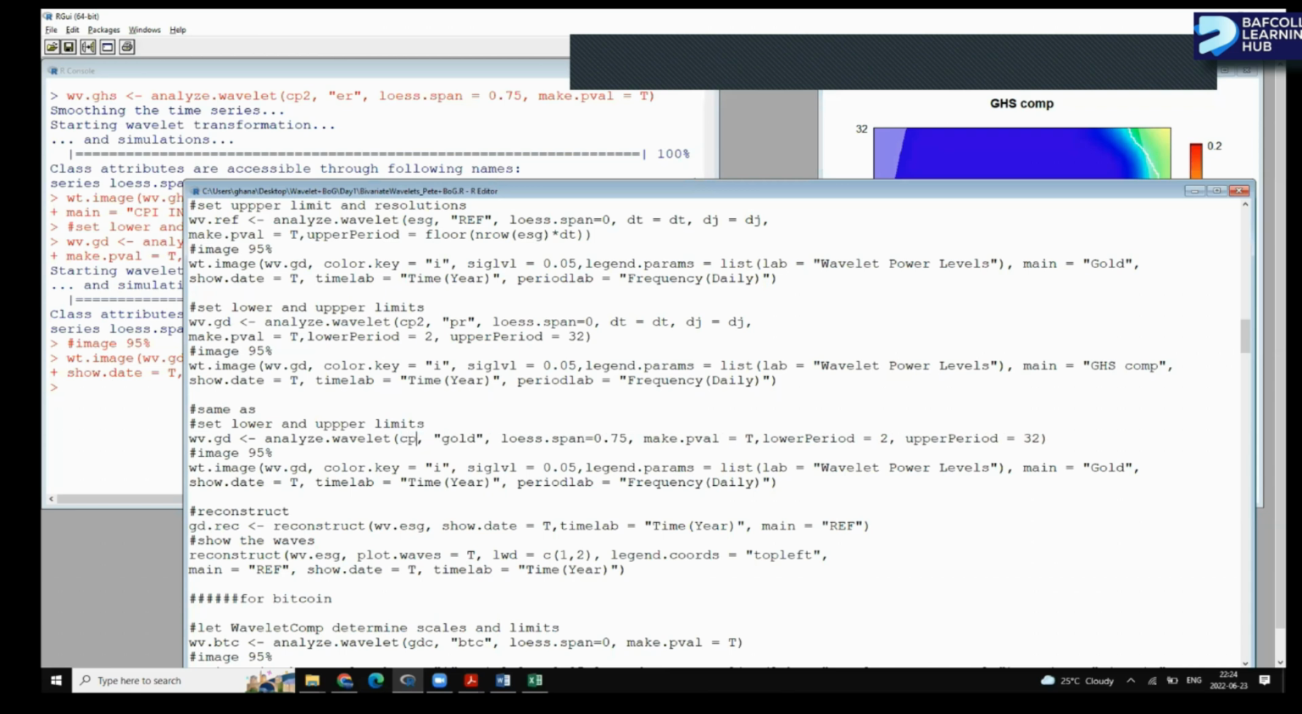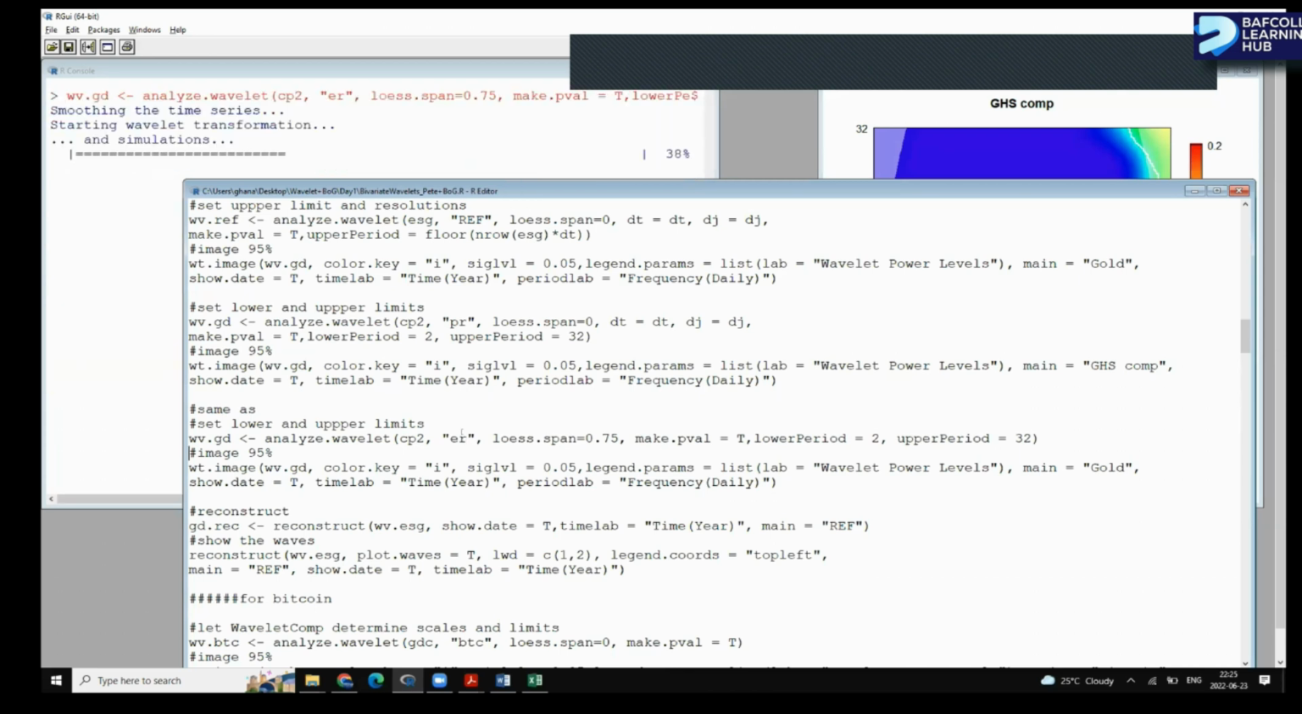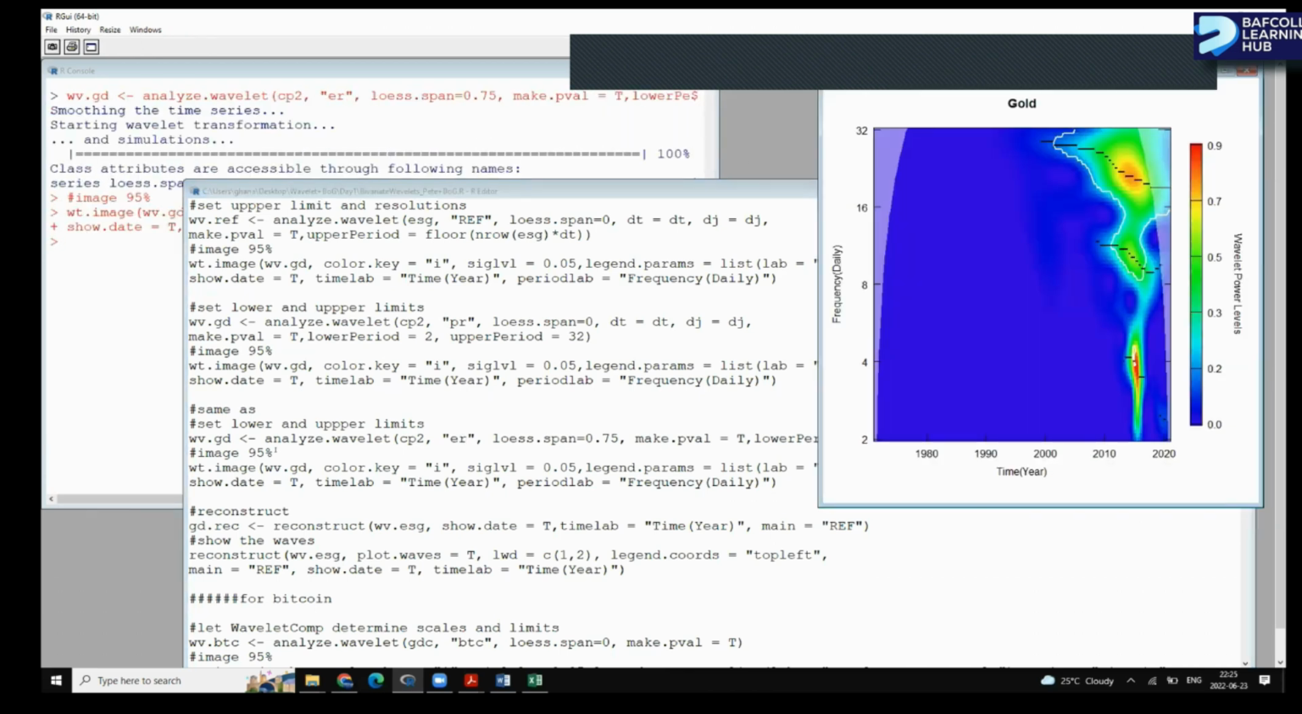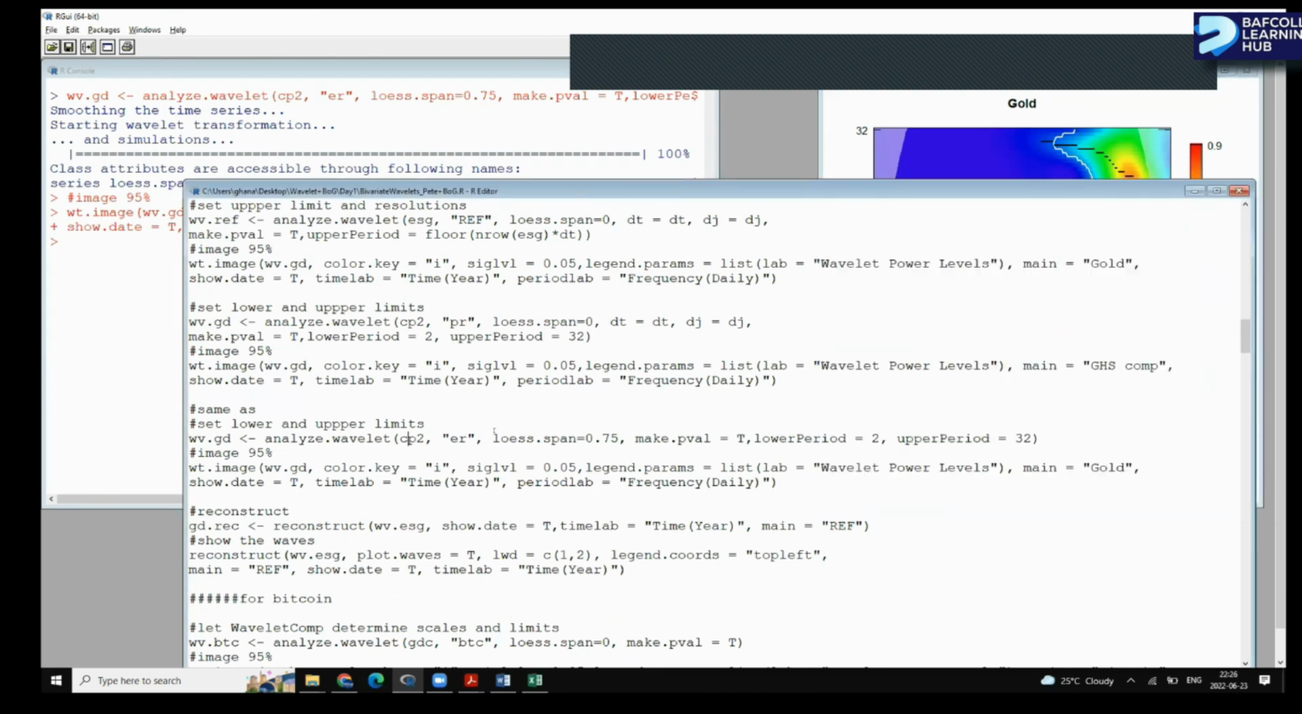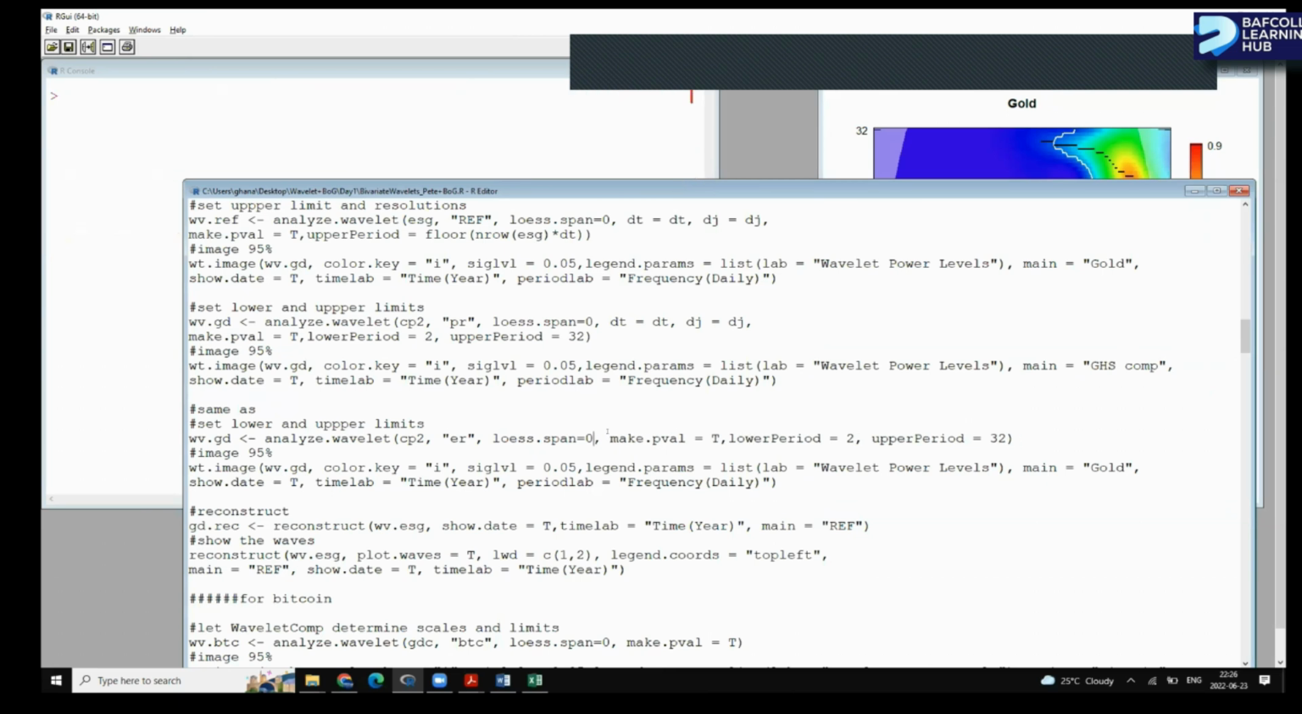So it's CP2. I suspect this will give us something interesting. And then ER. You see, this is better. Yeah, this is the exchange rate. Okay. But here, we didn't specify any resolutions apart from the fact that we detrended. So we didn't set any default, but we set the lower to be 2, the upper to be 32. Let me remove the detrending and see what happens, just briefly.